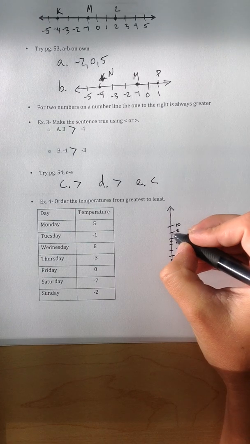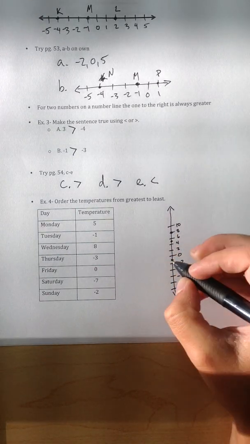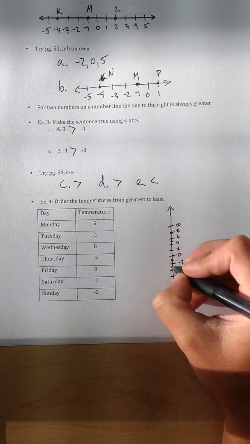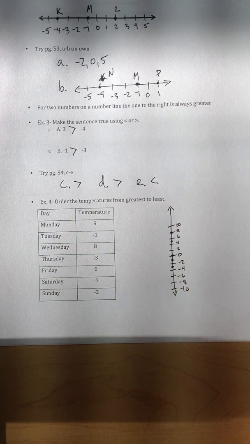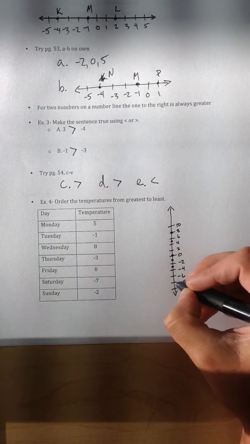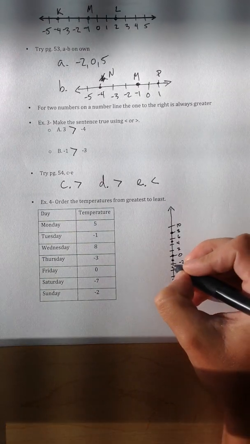Wednesday is 8. Put a point at 8. Thursday is -3. So that would be between -2 and -4. Friday is 0. So point right on the 0. Saturday is -7. So that would be between -6 and -8. And then Sunday is -2.